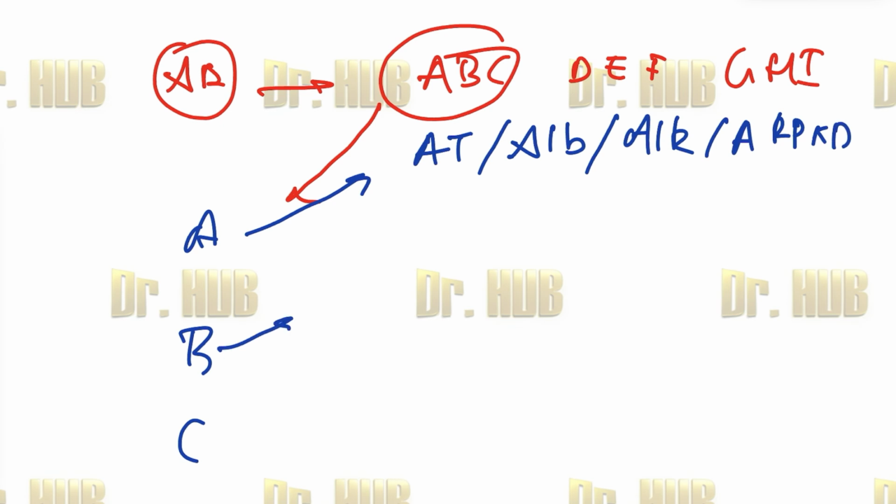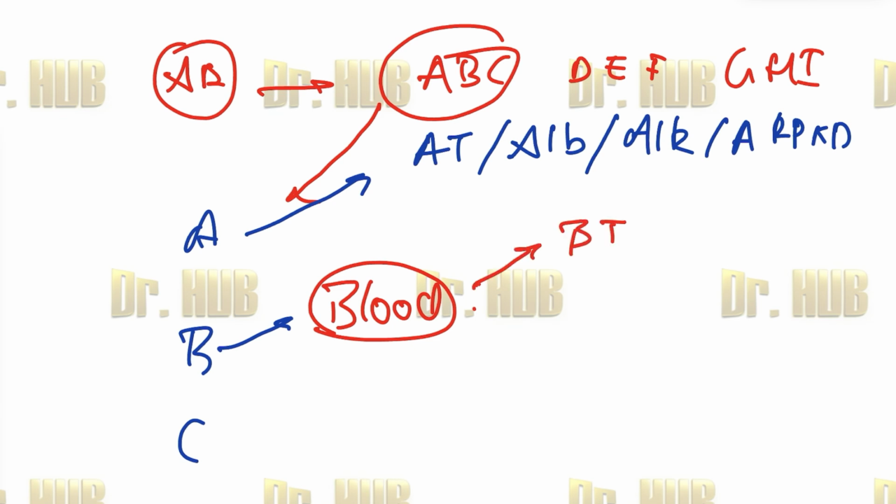Next, moving on to B. B is for blood disorders. The blood disorders include beta thalassemia. Next, there is also sickle cell anemia. So beta thalassemia as well as sickle cell anemia.